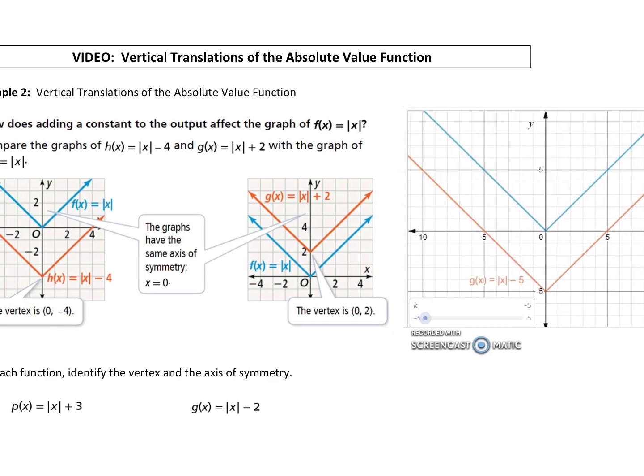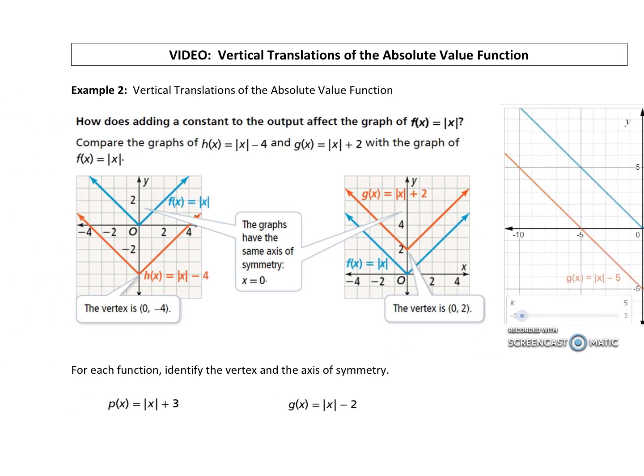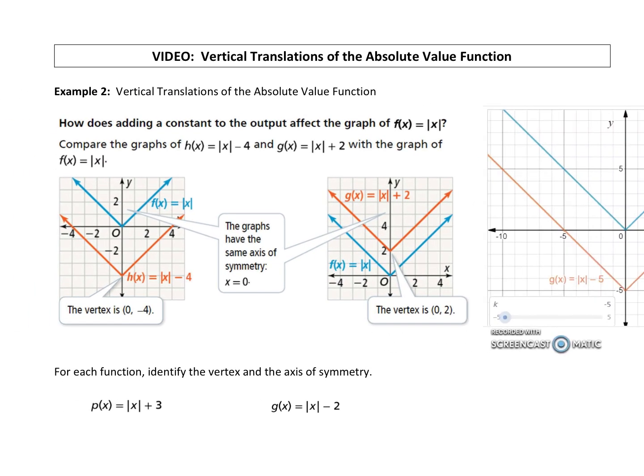Okay, so we just saw as you add a constant onto your function outside of your absolute value bars, that is going to be a vertical translation. It's going to move it up and down. If you take a look at a couple examples here, we can see our parent function. The function is absolute value of x minus 4, so it got shifted down 4. That did change the vertex. The vertex, instead of being at 0, 0, is now at 0, negative 4.